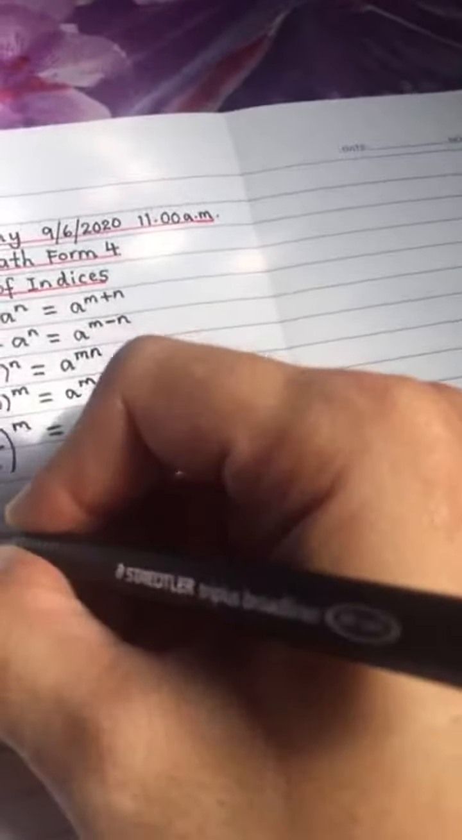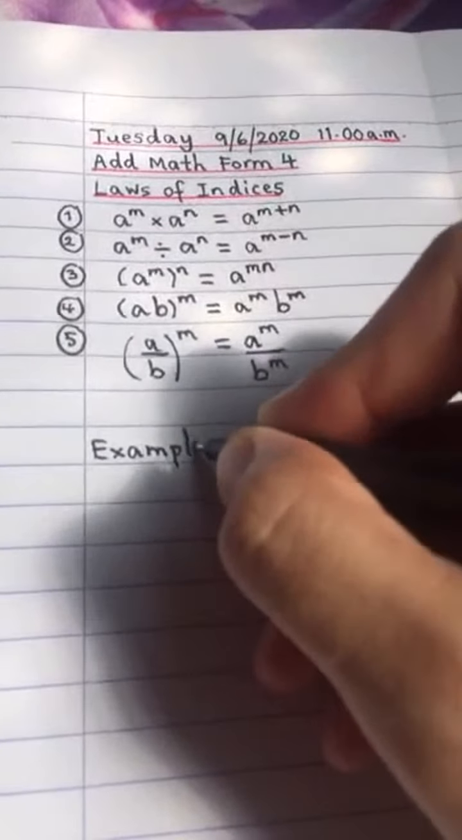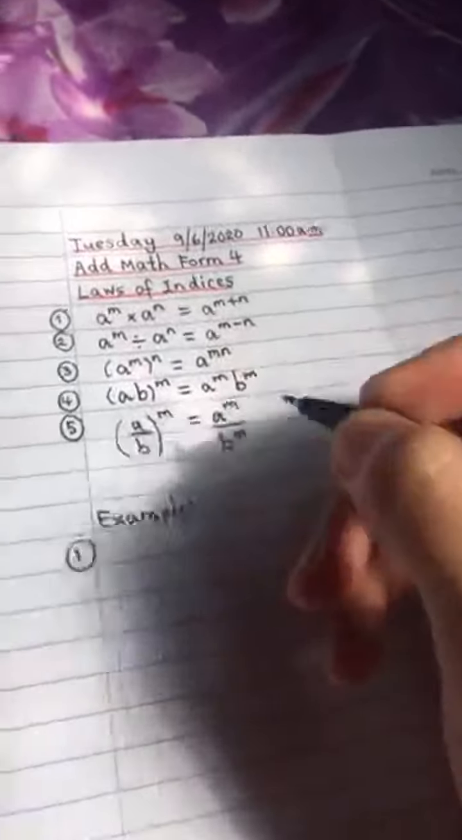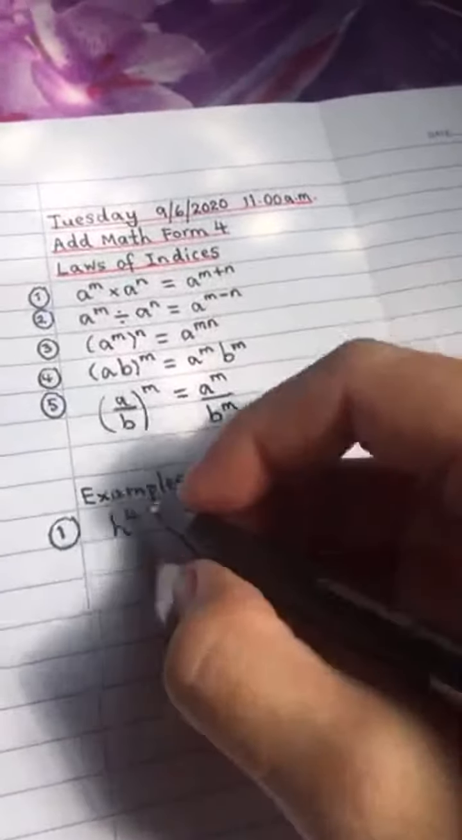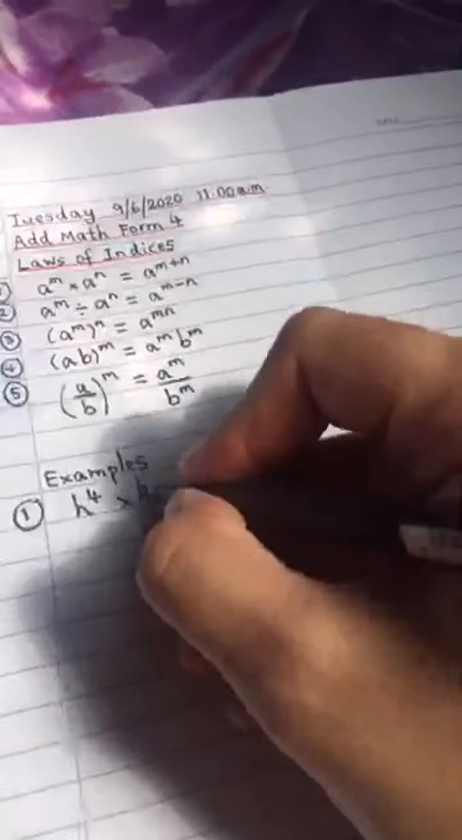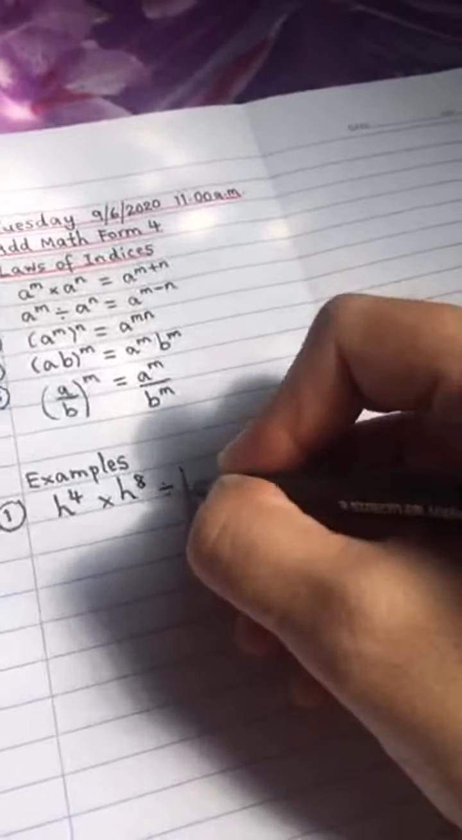So now again, I'm going to give you examples. So these are examples. Okay, so this is example number 1. Let's say you have h power 4 times h power 8 divided by h power 3. So using the laws of indices, I mean, this is quite easy.